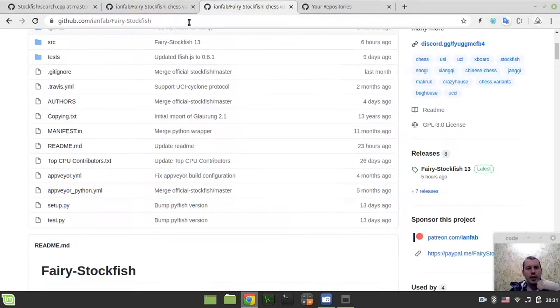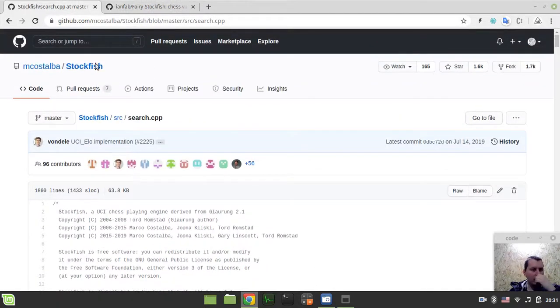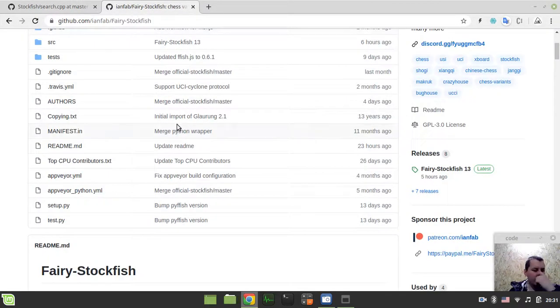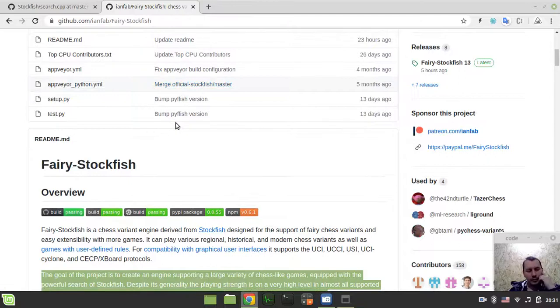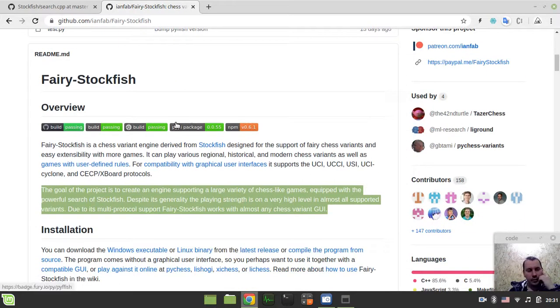discussion at that issue. So let's just close unnecessary tabs. I would only leave the Stockfish here. So, Fairy Stockfish. Yeah.